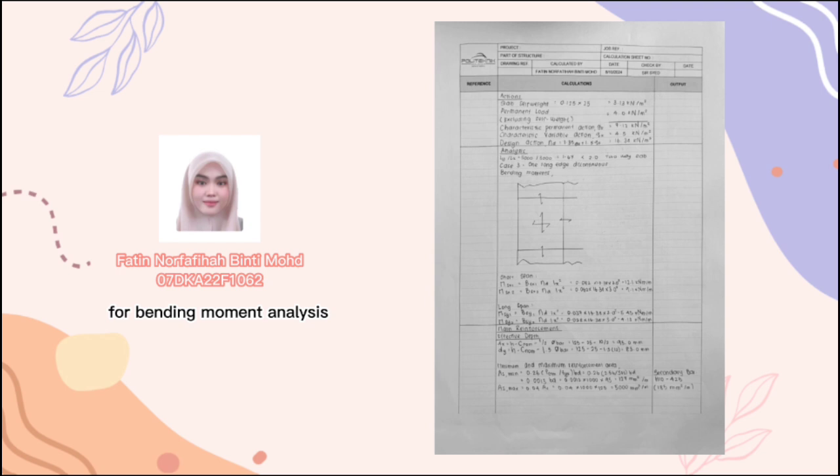For bending moment analysis, short span moment calculated using standard coefficient is around 12.1 kN/m square. Long span moment calculated values around 4.13 kN per meter square. Reinforcement design, effective depth 85 mm, minimum reinforcement area 185 mm square per meter, and the selected reinforcement is main bars 10 mm diameter and the secondary bars 8 mm diameter.